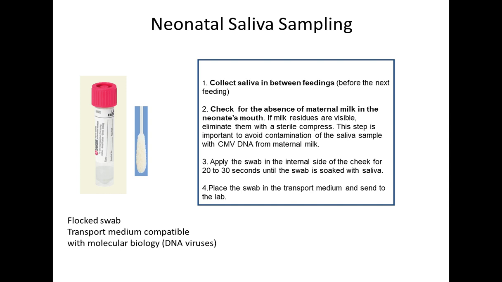So this slide resumes how to do a neonatal saliva sampling. First, you have to collect saliva in between feedings, usually before the next feeding. You have to check for the absence of maternal milk in the neonate's mouth. If milk residues are visible, you have to eliminate them with a sterile compress. And this step is important to avoid contamination of the saliva sample with CMV DNA from maternal milk. Then you apply the swab on the internal side of the cheek for 20 to 30 seconds until the swab is soaked with saliva. And finally, you place the swab in the transport medium and send it to the lab.